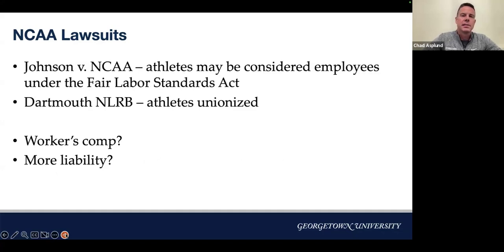When you think about other NCAA lawsuits, Johnson v. NCAA found that athletes may be considered employees under the Fair Labor Standards Act. And that really looks at that 20-hour-a-week student employee, but still an employee. And then the Dartmouth basketball team and the National Labor Relations Board, where they unionized their basketball team. Well, now if they are employees, are they covered under workers' comp? How is that going to work? Does that give them more liability if you're now restricting their ability to earn money? Those are cases we have to watch and see what happens.